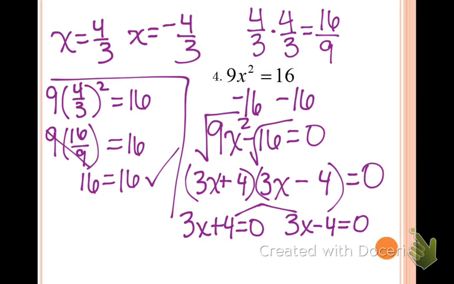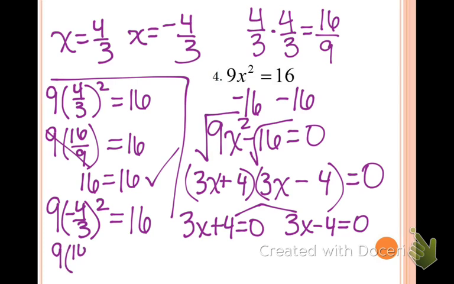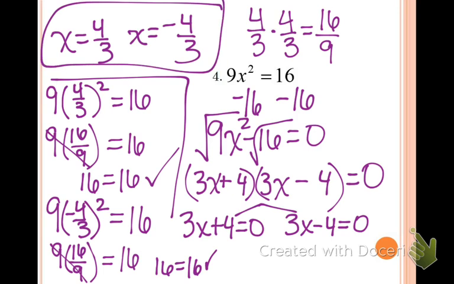Then we have to plug in the other one. A negative 4/3 squared. What happens when we take a negative times a negative? It becomes a positive, which means, yes, Cody, it becomes the same problem. Isn't that nifty? So is this one going to work? Yes, it sure does. So these are both the correct answers.